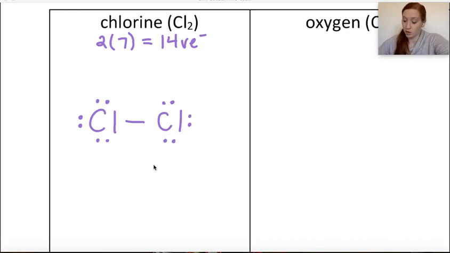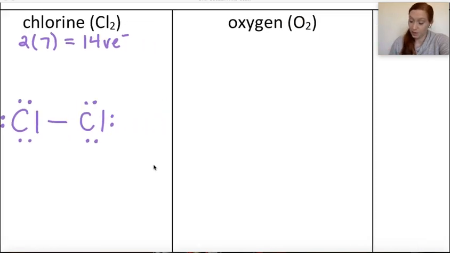Now we want to check and make sure that we've got 8 electrons surrounding each chlorine. So these chlorines are identical. We've got 1 bond, that's 2, and then 2, 4, 6 more gives me 8 valence electrons around the chlorine. So that diatomic chlorine is good to go as it is.